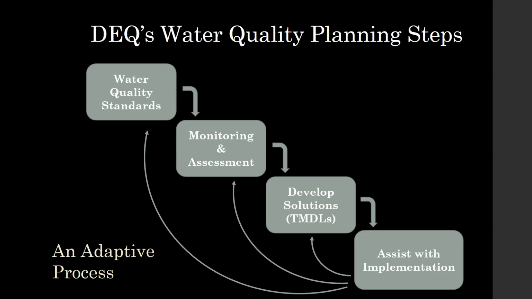Once a TMDL is developed, it can be used to help inform restoration priorities for the watershed. And as this slide notes, this is an adaptive process. After enough water quality improvement projects have been put in place, DEQ may come back to monitor and reassess streams to determine if they are now meeting water quality standards and if they can be removed from the impaired waters list. Other outcomes may include revising the TMDL or possibly revising the water quality standards. However, neither of these outcomes are generally common.